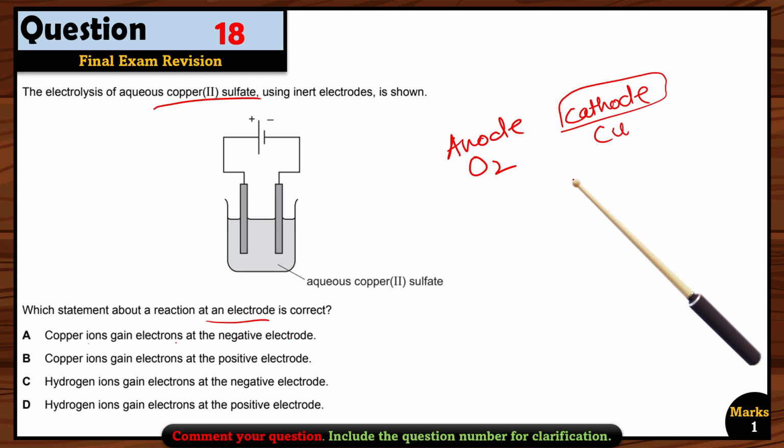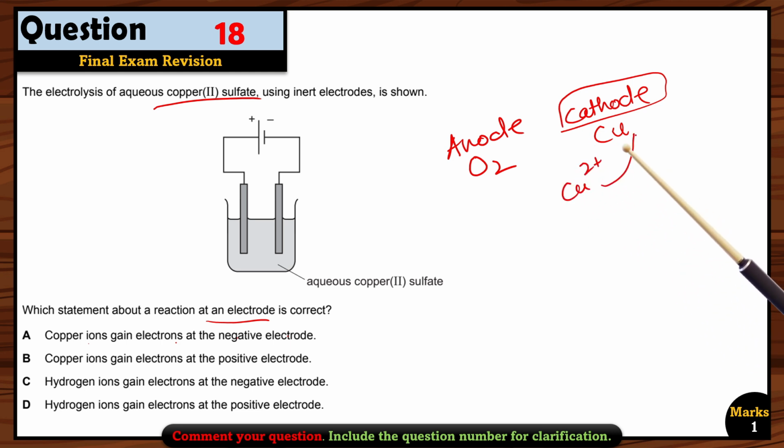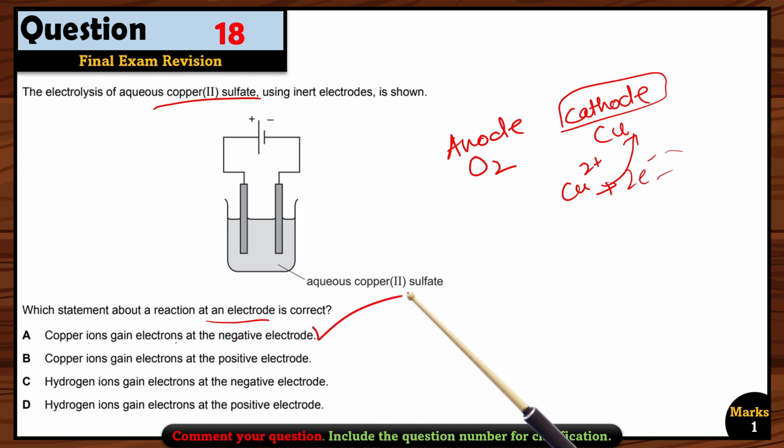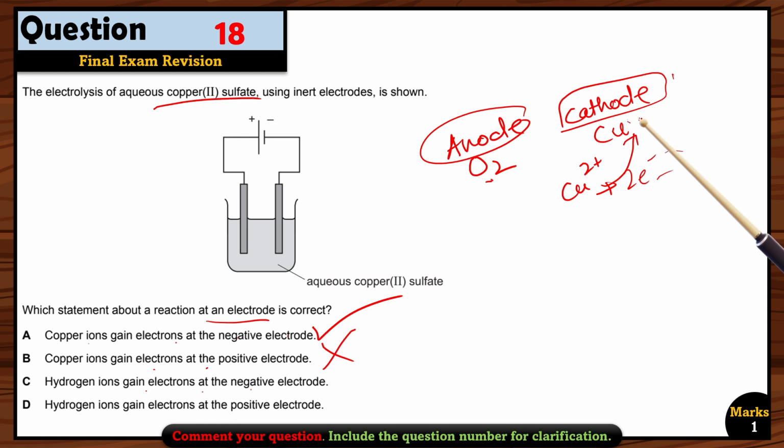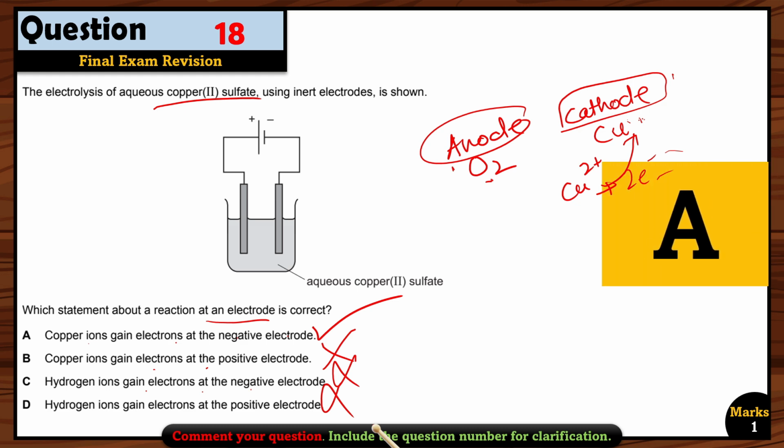Copper ions gain electrons at the negative electrode. That is the cathode, right? Copper ions will come because at the cathode they will gain the electrons. At the cathode, reduction is taking place, so they will gain the electrons, yes, at the negative electrode. That option is the right option, right? Copper ions gain electrons at the positive electrode. Positive is anode, so of course copper is not coming here. Wrong option. Hydrogen ions gain electrons at the negative electrode. No, hydrogen ions are not moving towards the cathode. It's copper ions actually moving. Hydrogen ions gain electrons at the positive electrode. Of course not. Oxygen is here, so this option is also wrong. So we are only left with option A. So option A is the right option.